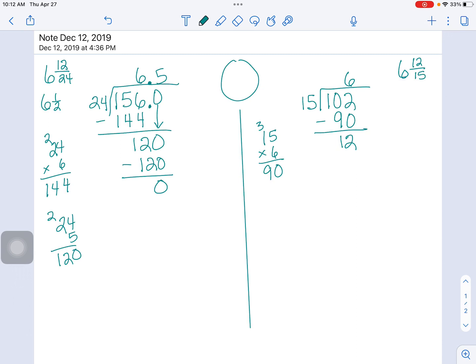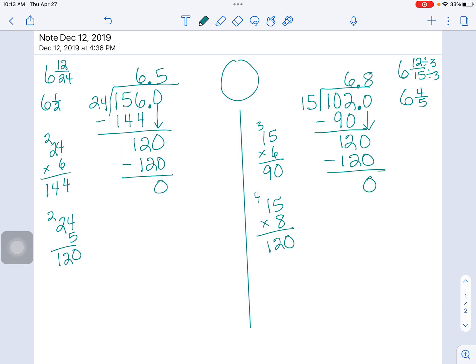And 12/15. If I simplify that, I'm going to divide them both by 3. So that would be 6 and 4/5. Now I know 4/5 is more than half, and I know 15 times 6 is 90, so it's going to be higher than 6. What should we try? Let's try an 8, because 5 times 8 ends in 0. There we go.